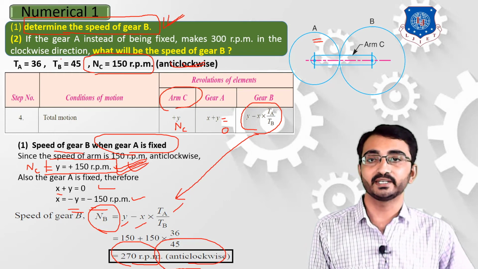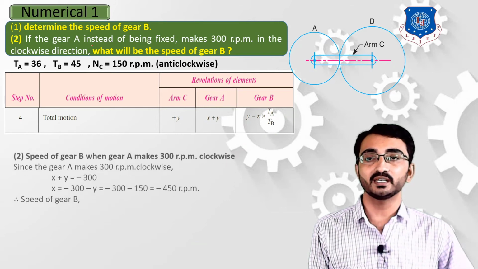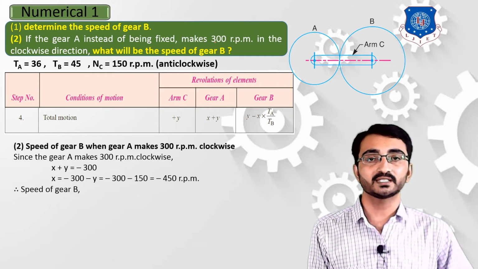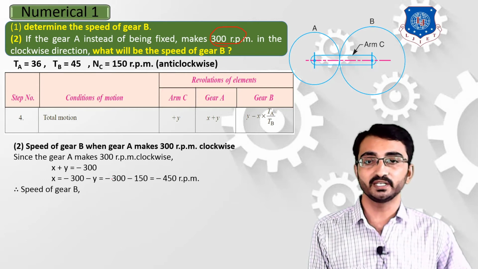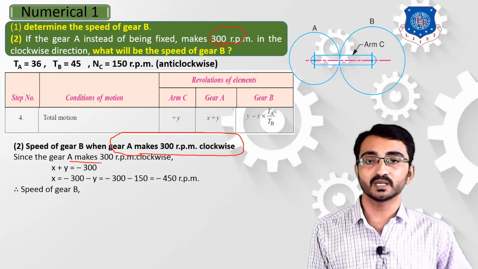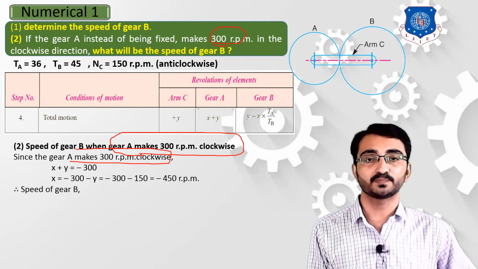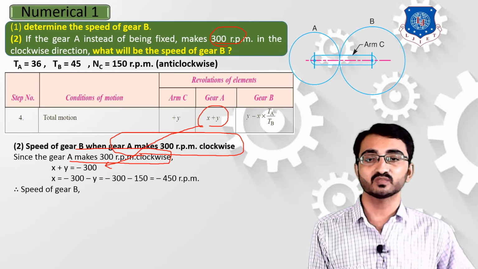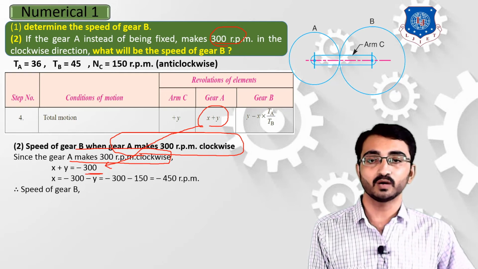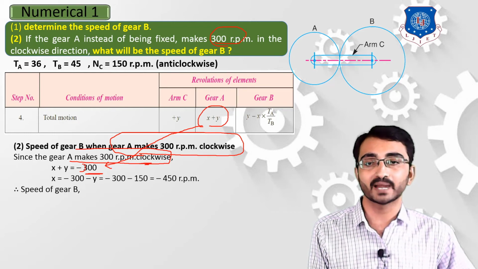Now the second condition. In the second condition they have mentioned that the gear A, instead of being fixed, is making 300 rpm. So over here gear A is making 300 rpm in clockwise direction. So we have to consider that gear A is making plus 300 rpm clockwise. Now the speed of gear A is equal to x plus y. So we can say x plus y is equal to 300. But now over here the rotation is anti-clockwise direction. So we have to put a minus sign.